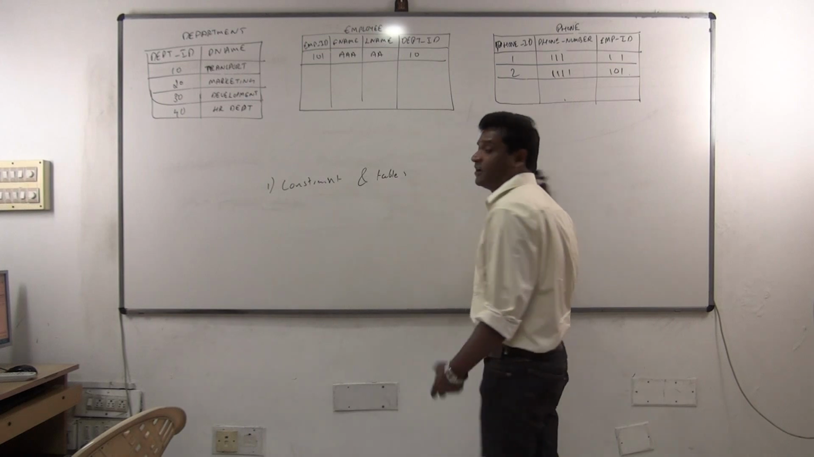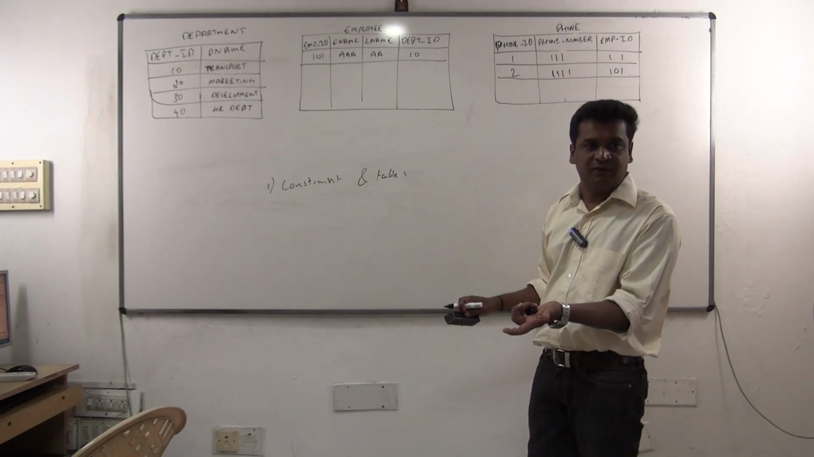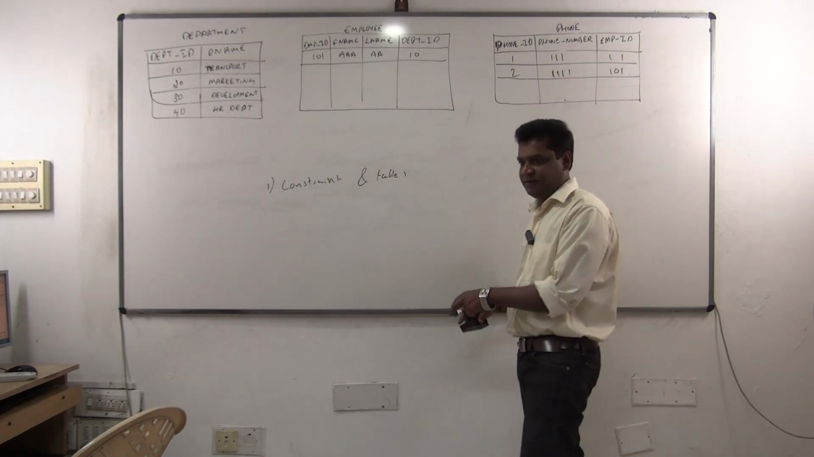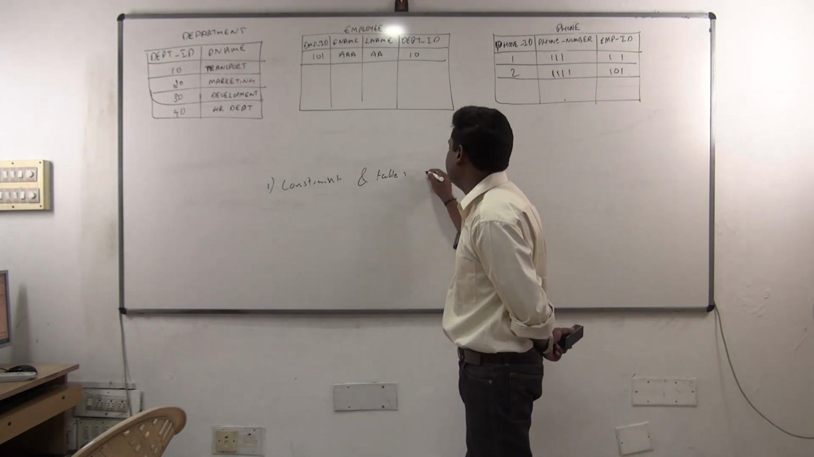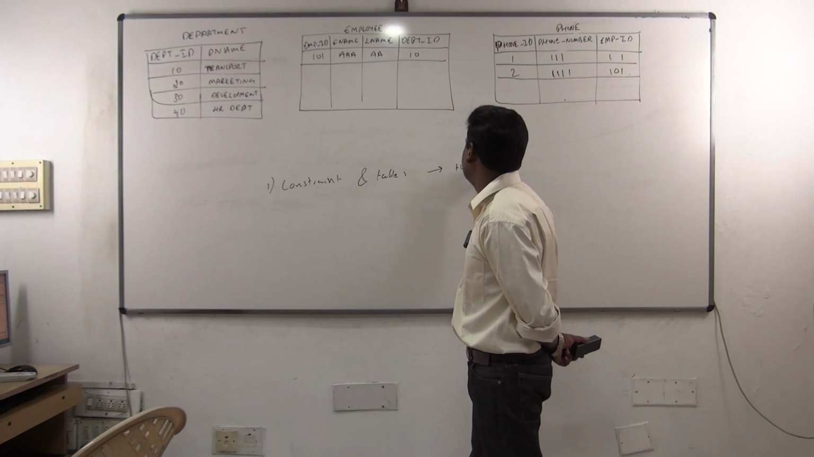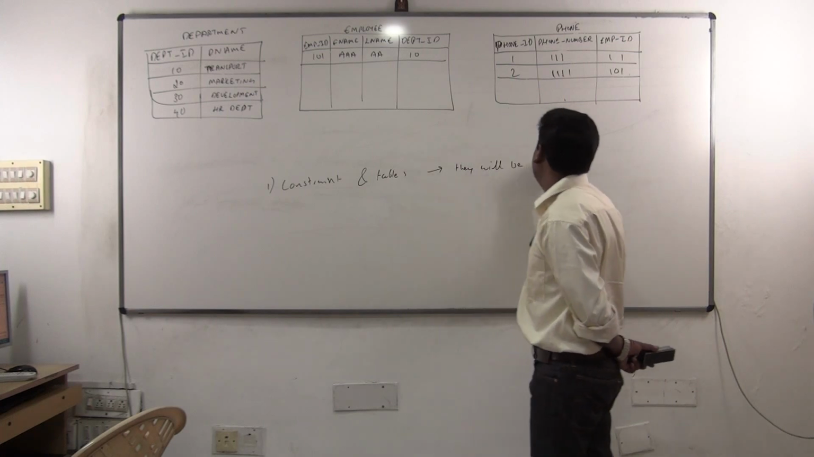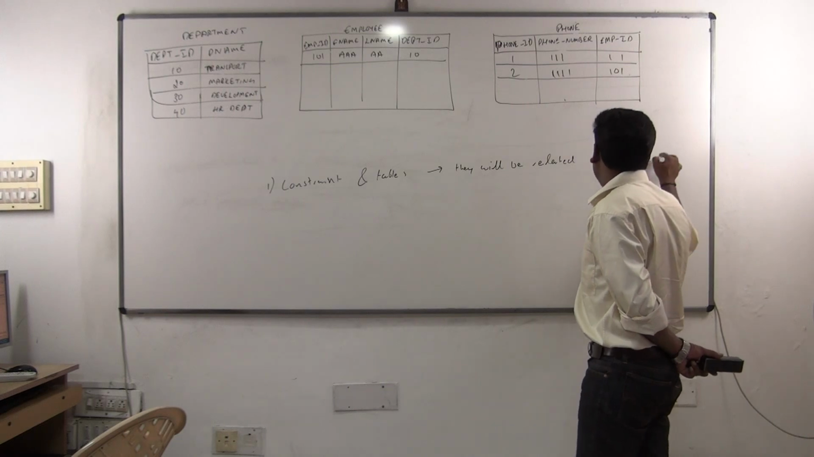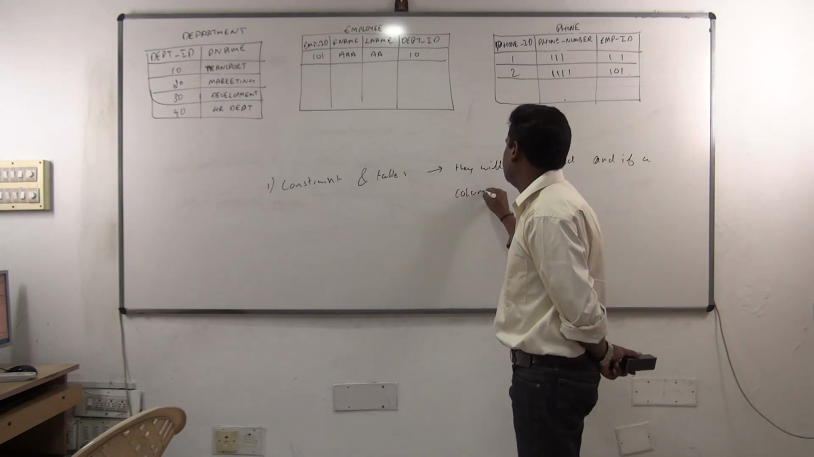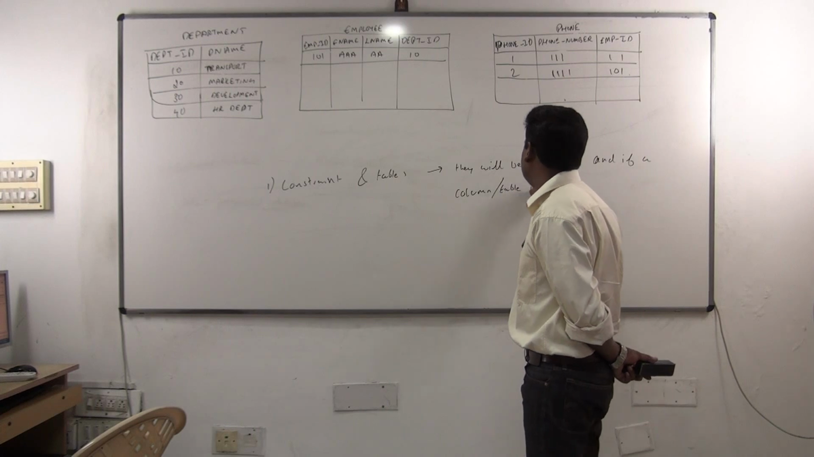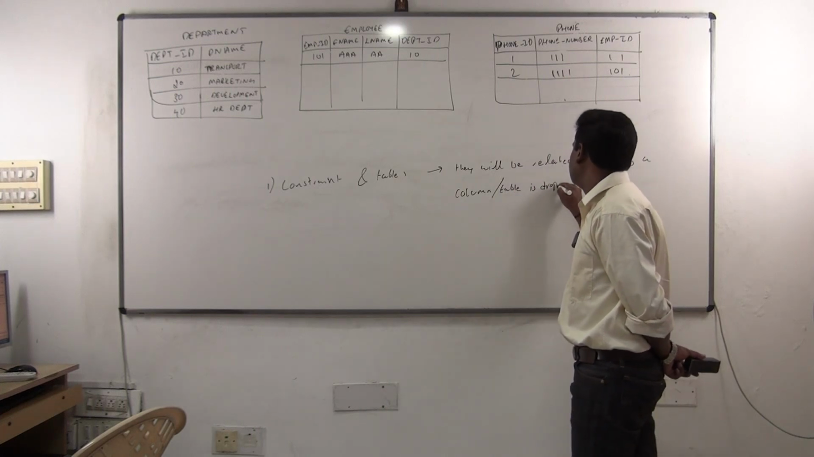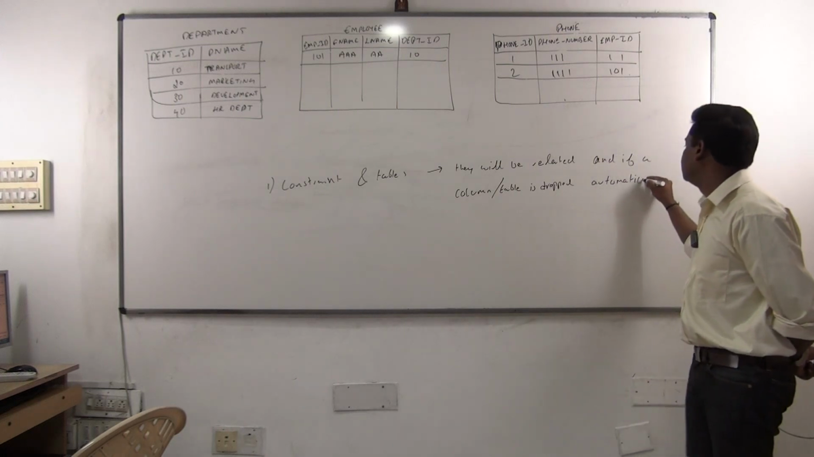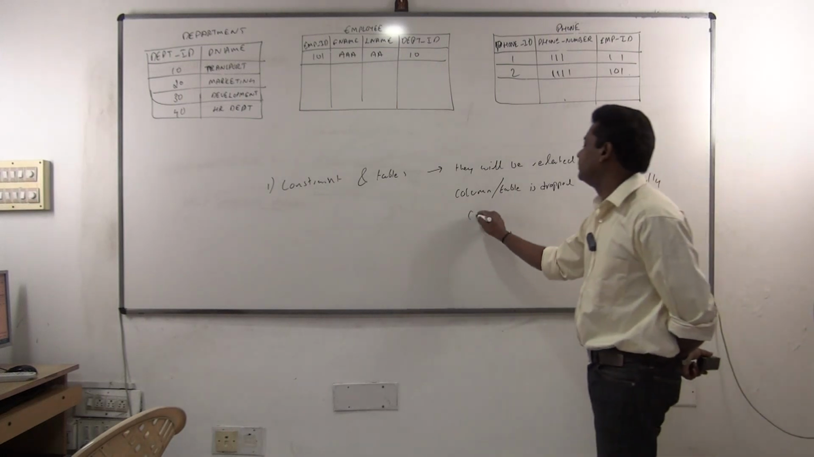They are related in the sense that the constraint will be applied on the table, on the columns. That is how they are related. And if a column or table is dropped, automatically the constraint is dropped.